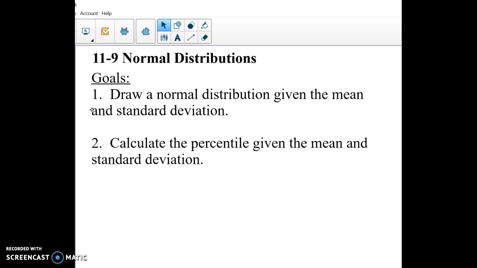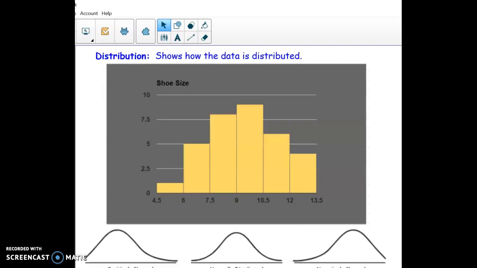All right, welcome to section 11.9 about normal distributions. We're going to learn what a normal distribution is, how to draw one, and then calculate percentiles given a normal distribution. A distribution just shows how the data is spread out, and oftentimes you might put it into a histogram.